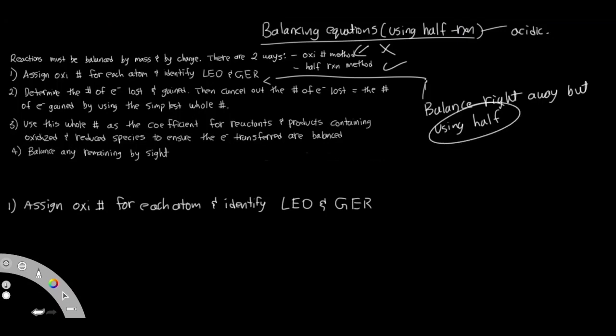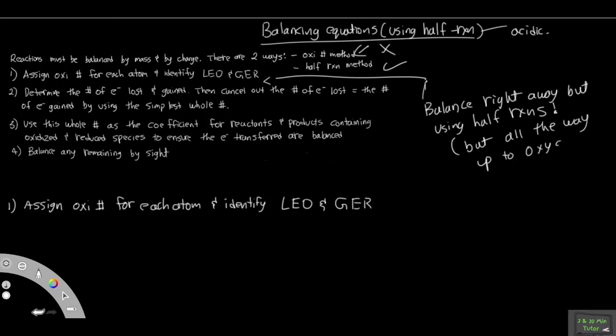So once you use these half reactions, we immediately need to go all the way up to just the oxygens and the hydrogens balancing. We need to go all the way up to there, and I'm sure you do this anyway whenever you balance out your equations.